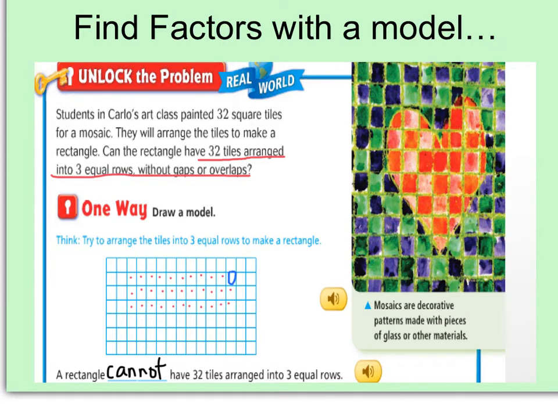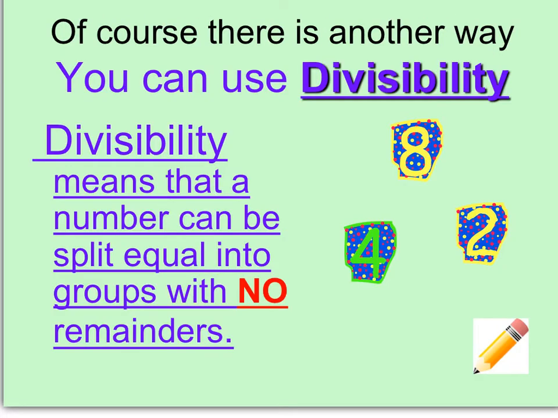A much quicker way to solve this problem would be to use divisibility. You can use divisibility to see if 32 tiles can be arranged into 3 equal rows. Divisibility means that a number can be divided into equal groups with no remainders. On your note sheet, please copy down now the definition for divisibility. Pause the video and then play when you're done with that definition.